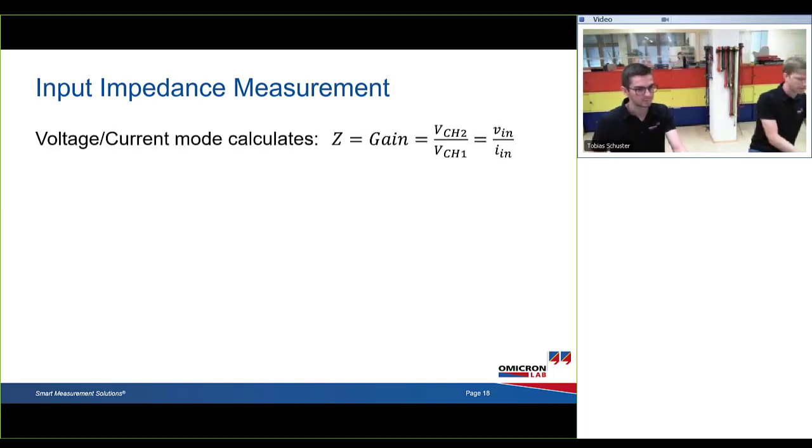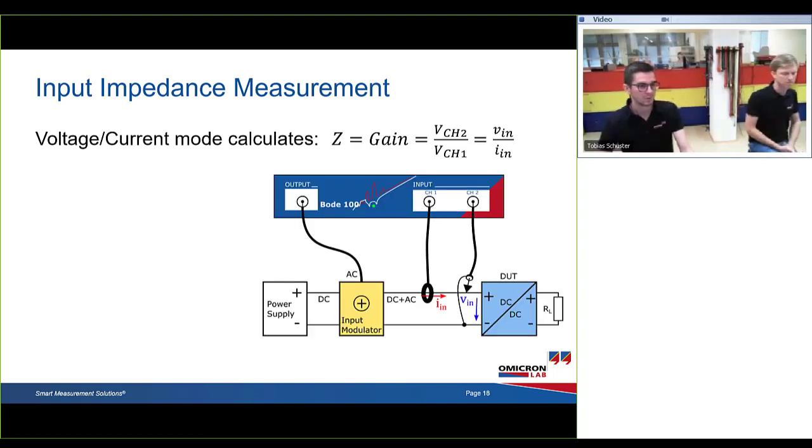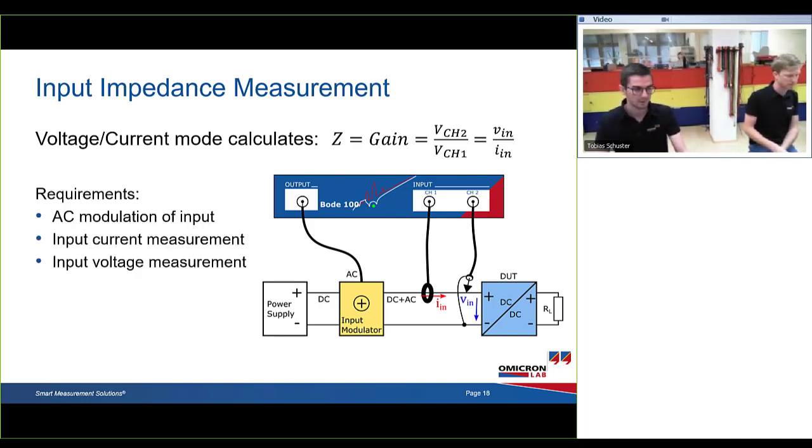Now, how does this look? The Bode measures voltage and current. So actually that's a gain measurement where at channel 2 you get the voltage information, and at channel 1 you get the current. Voltage divided by current, that's impedance. So what do you need to do this? You need a possibility to modulate the AC signal on top of the DC input signal. You need an input current measurement, so a current probe or shunt resistor, we'll show that afterwards, and a possibility to measure the voltage at the input.